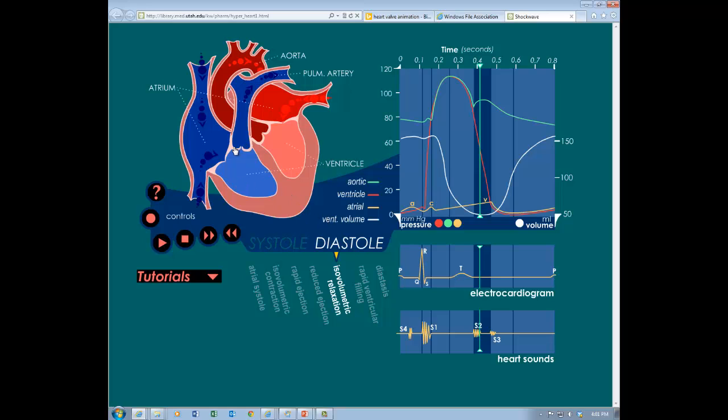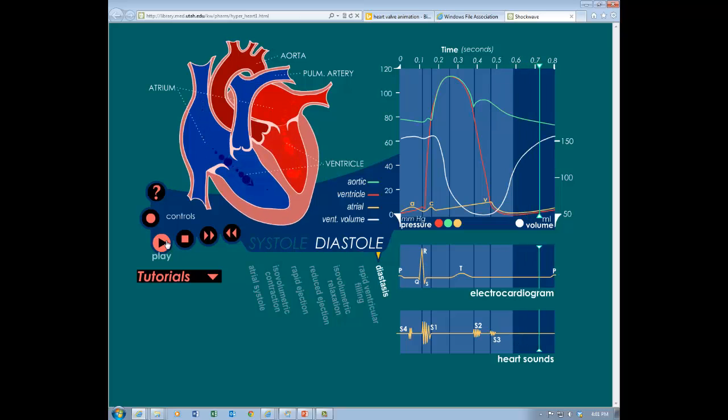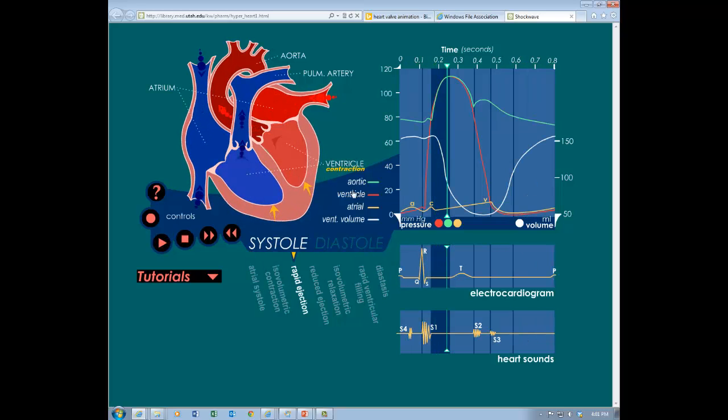And then the period of ejection is when blood is actively leaving the heart, so the arteries that lead from the ventricles are carrying blood away from the heart, and the semilunar valves, the pulmonary and aortic valves, are open.